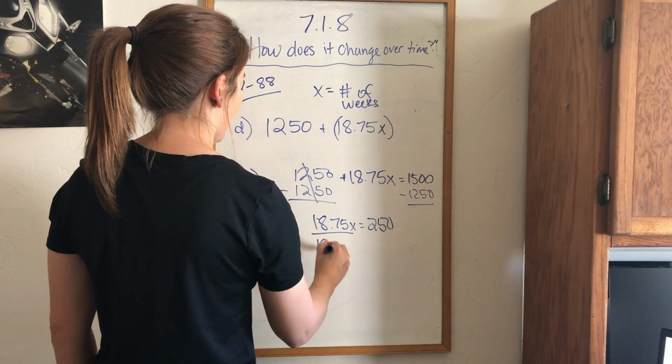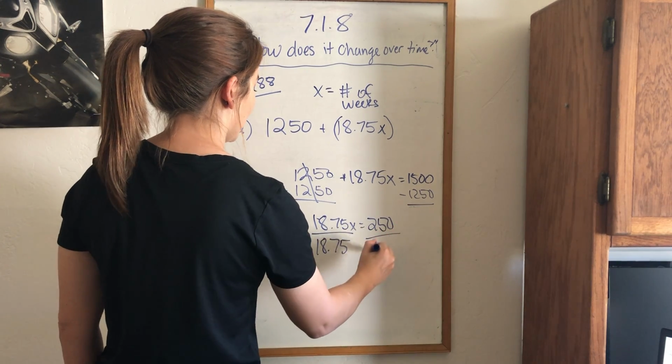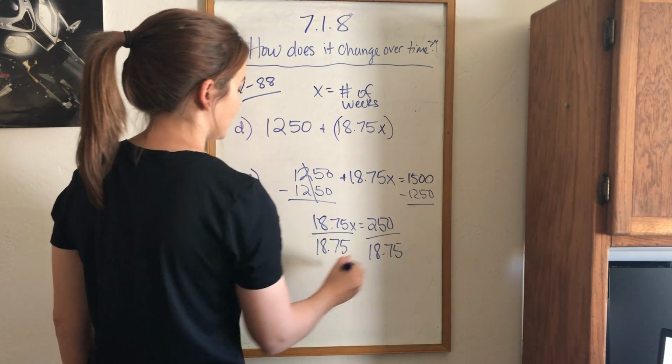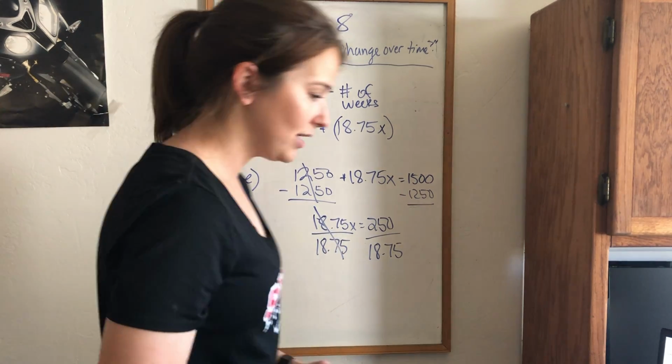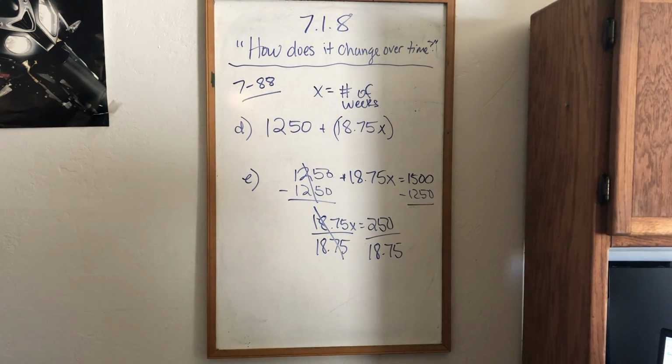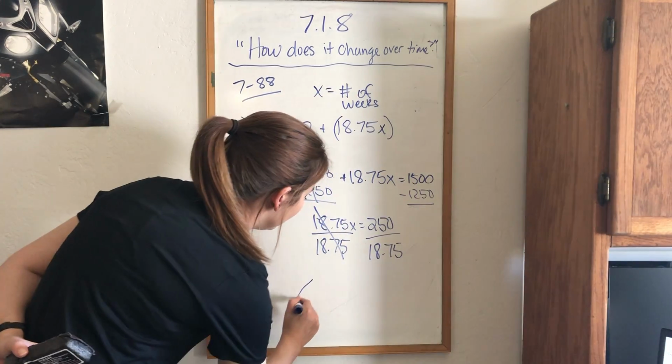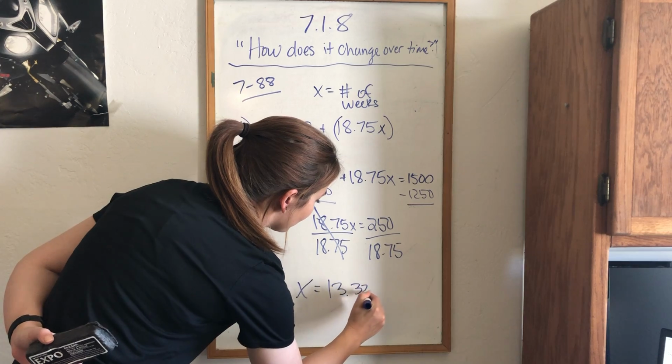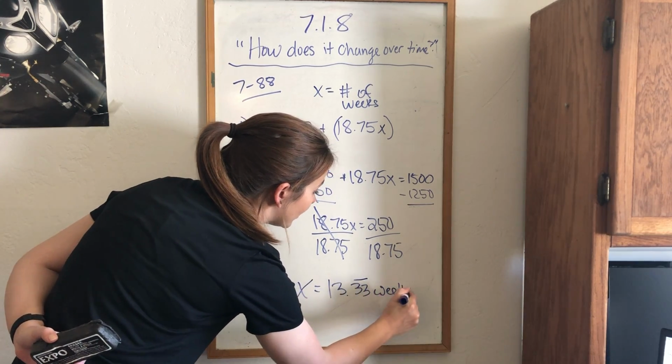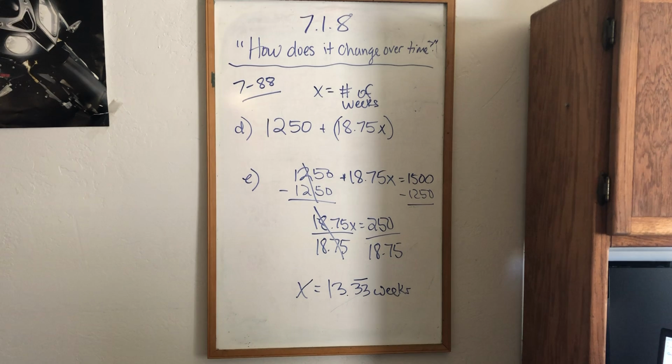Now we're going to divide both sides by 1875 because I want x to be all by itself. That turns out to be 1 because you're just dividing 1875 by 1875. And now we're doing 250 divided by 1875, which is 13.33 forever weeks. So there's 13 1/3 weeks of school left. That is the final problem that we're doing for 7.1.8.